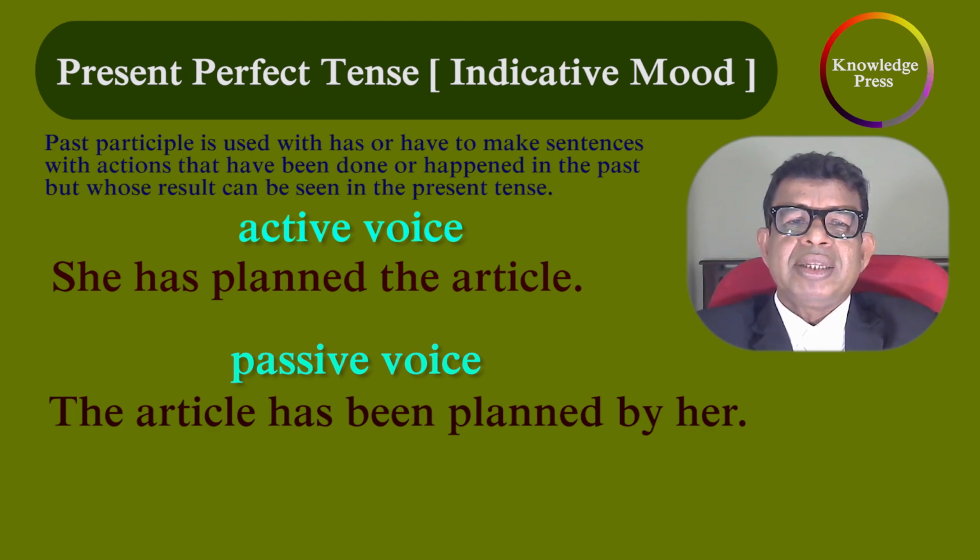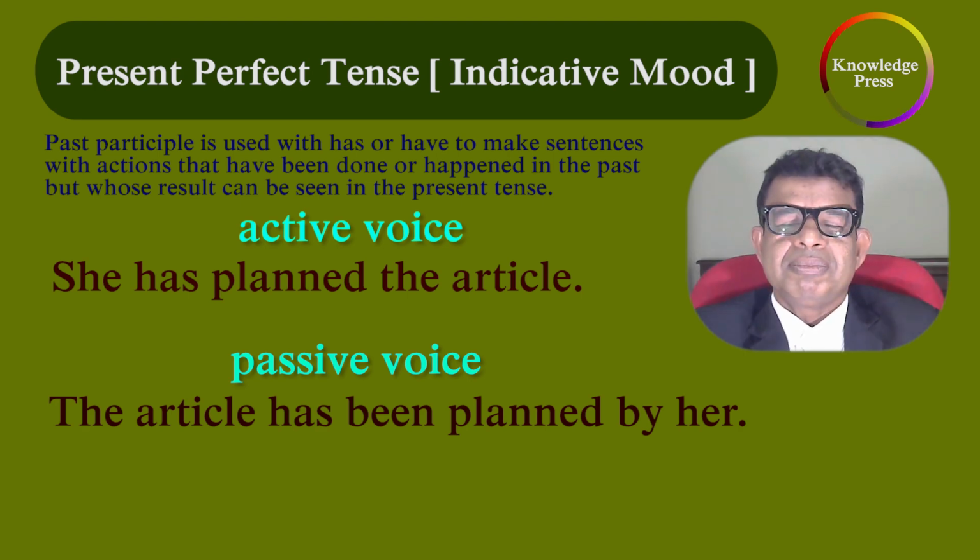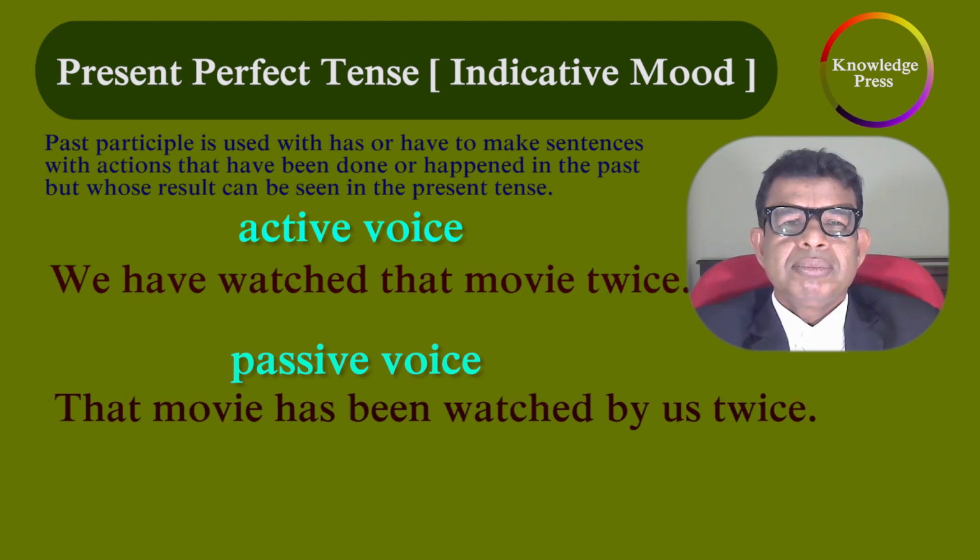She has planned the article. Passive voice. The article has been planned by her. Next example, active voice. We have watched that movie twice. Passive voice. That movie has been watched by us twice.